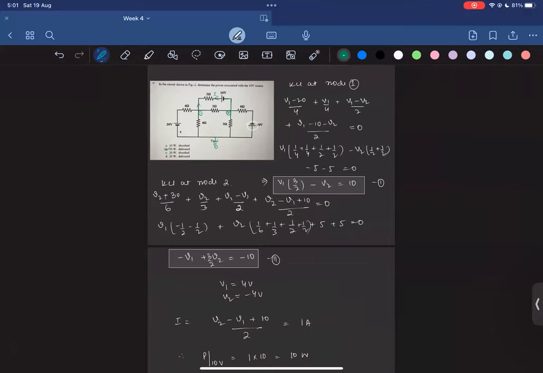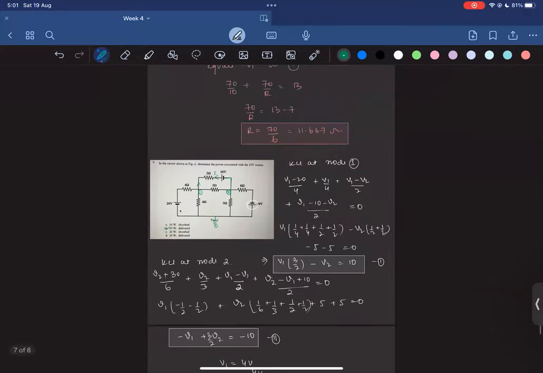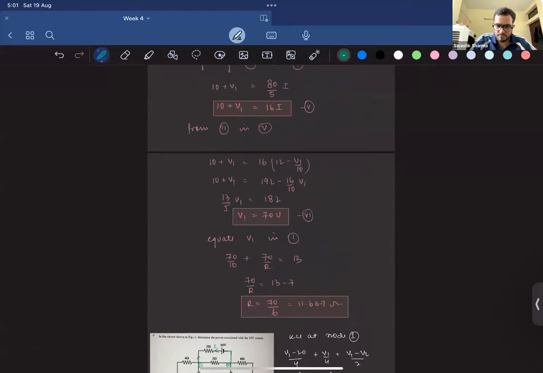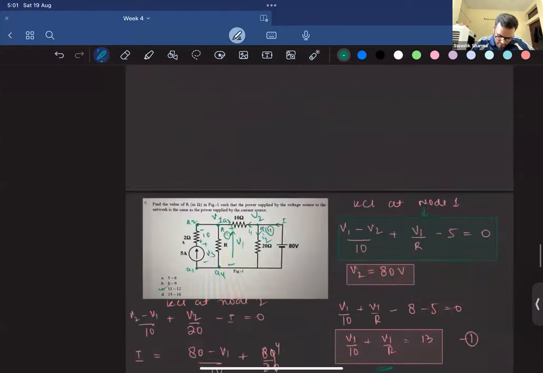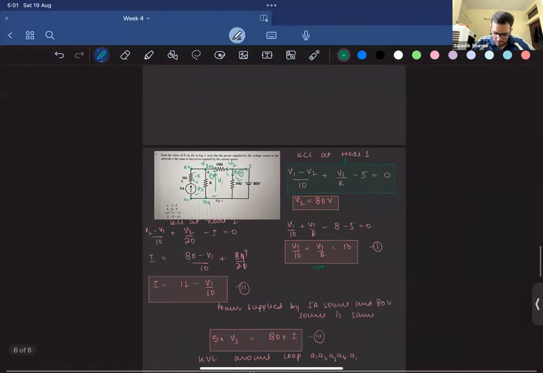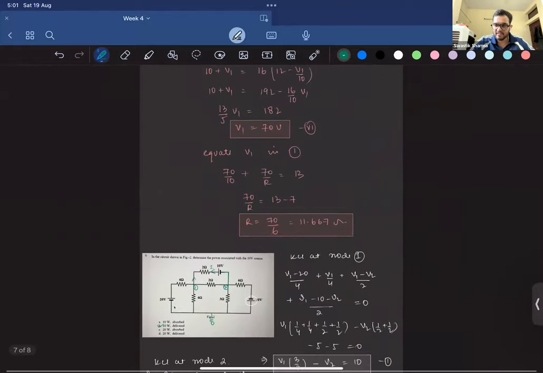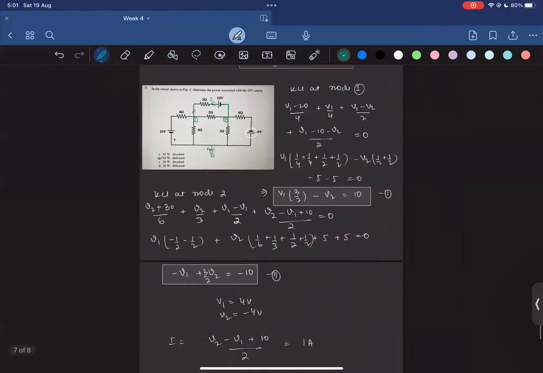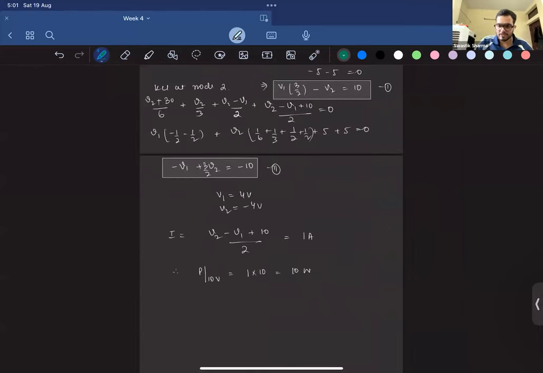Can you scroll upward? I want to find out the answer of the first question. Oh, first question. This is the answer of the first question. Okay. Yeah, 11.667, it's between C, 11 and 12, right? So you got this answer, right? 11.667? Yes. Yeah, great. And did you get the second question?